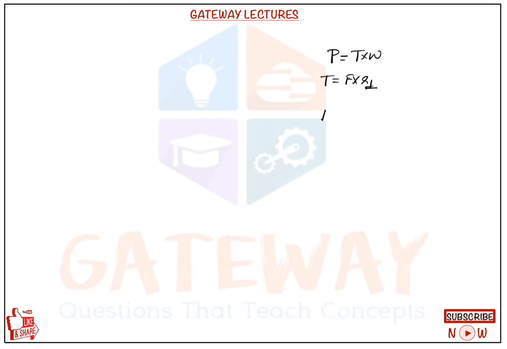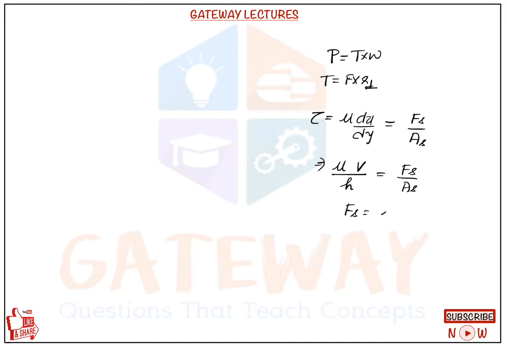Since we know for fluid viscosity, tau is equal to mu into du by dy by Newton's law of viscosity, and the tau is nothing but F shear upon area of shear. So here since we will be assuming a linear velocity profile in the fluid layer, directly du can be written as v and dy can be written as h. So that is nothing but Fs upon As. From that we will get Fs as mu As into v by h. This is the derivation for force here.